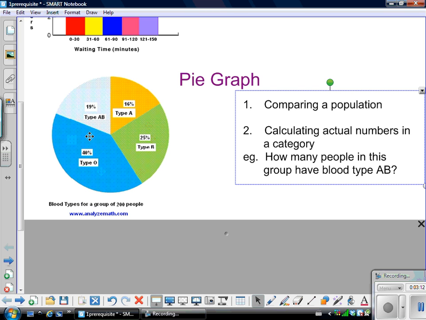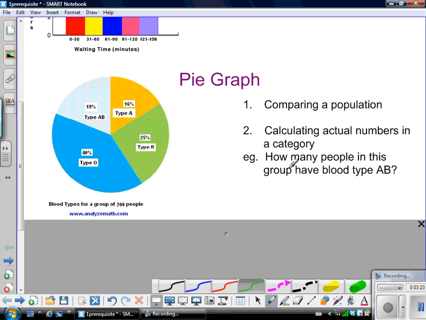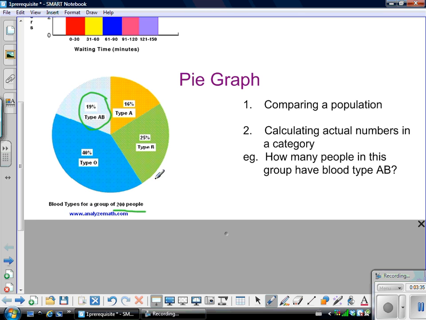Another thing that you can do with a pie graph is you can calculate the actual numbers in a category. So for instance, if I look at this one, how many people in this group have blood type AB? Well, blood type AB is here, and I know there were 200 people. So how do I figure out of those 200 people, how many had type AB? Well, it's actually quite easy. The first thing we would do is change the 19% to a decimal, so that would be 0.19. And all I do is multiply that by the 200.